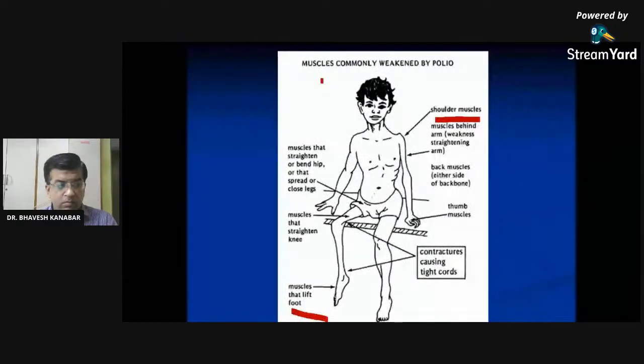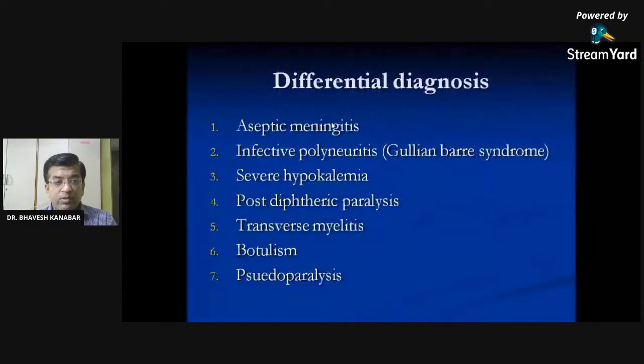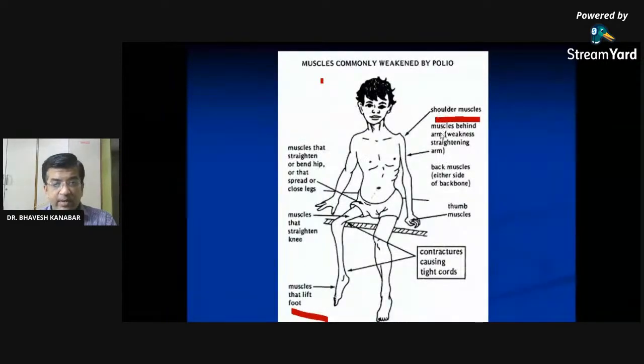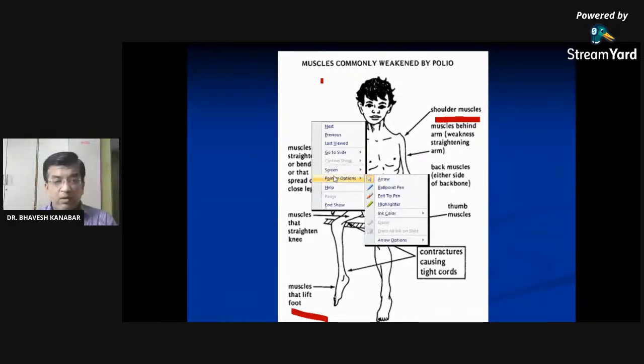I think now you can all see this slide. This is the slide showing muscles which are commonly weakened by polio: shoulder muscle, muscle behind the arm, back muscles, thumb muscles, and there can be contracture causing a tight cord, muscle that can straighten the knee, muscle that lifts the foot, muscle that straightens or bends the hip. These are all commonly weakened.